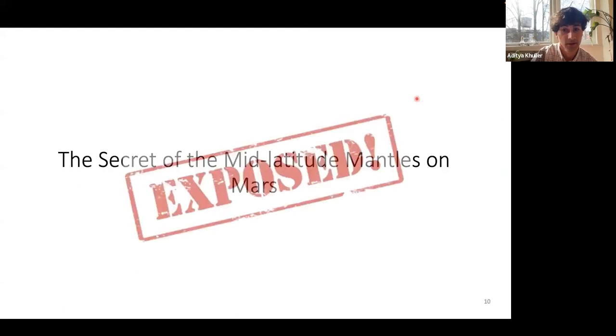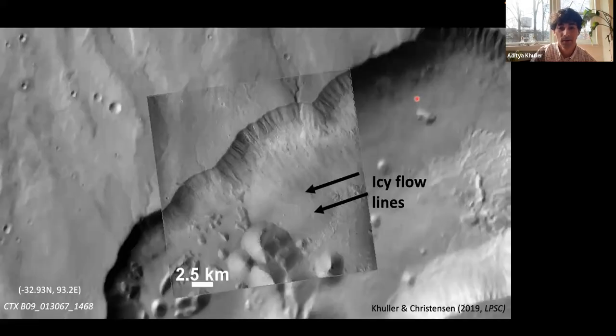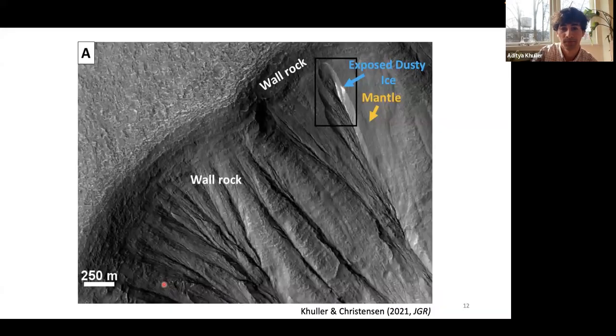And so today we're going to expose the secret of the mid-latitude mantles. Here's that same valley wall. It's actually a zoomed out image. You may be able to discern faintly these flow lines that seem to be emanating from the slope, which we think is either a Martian ski slope or maybe it's something else. So let's take a closer look with the high-res camera. And this is at 33 degrees south, I should point out.